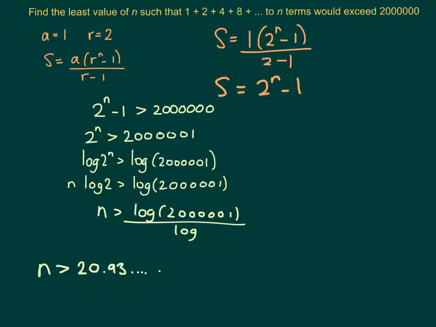So therefore, we know that n is equal to 21, which tells us that the first 21 terms will be the first number of terms that will exceed 2 million. If you want to double check, you can stick n equals 20 and 21 into the sum formula up there. If I stick in 2 to the power 20, take away 1, and 2 to the power 21, take away 1, you'll see that the n equals 21 value is going to give you a number that's bigger than 2 million. So you can check that out for yourself if you want to.